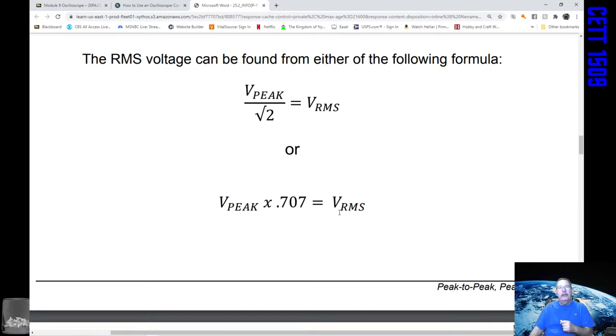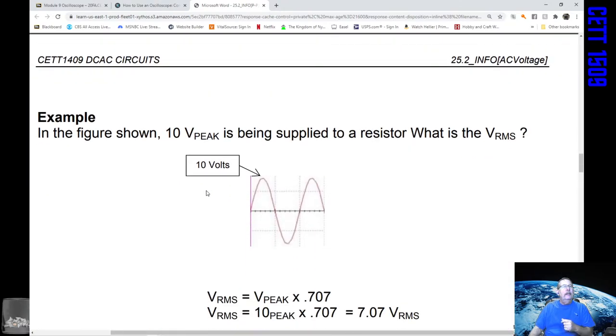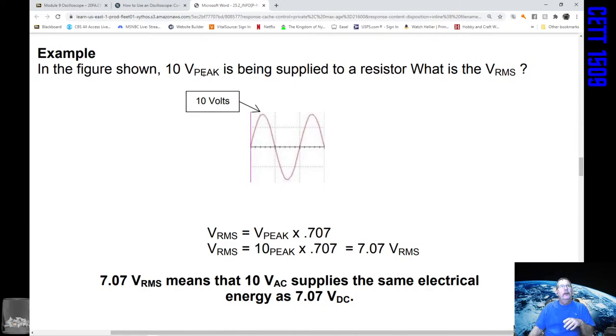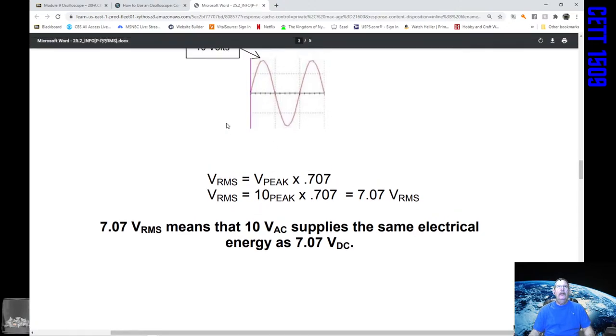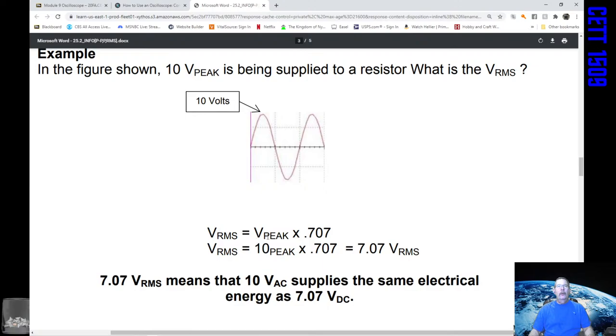That is the voltage that we're used to measuring. So in this example, we have 10 volts peak, which is being supplied to a resistor. So what is the volts RMS? We've got 10 volts peak, and it oscillates back and forth. So volts RMS is whatever the peak voltage is. Well, right there it tells us it's 10 volts, right? So we would multiply that by 0.707 to get the RMS voltage. So volts RMS is equal to 10 peak times 0.707, which is equal to 7.07 volts.